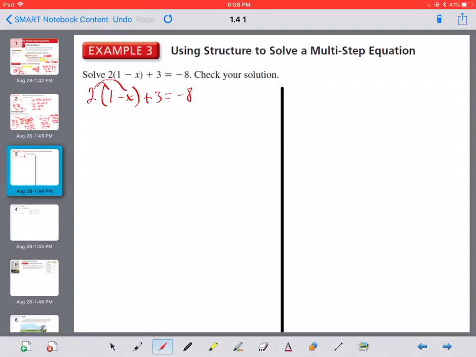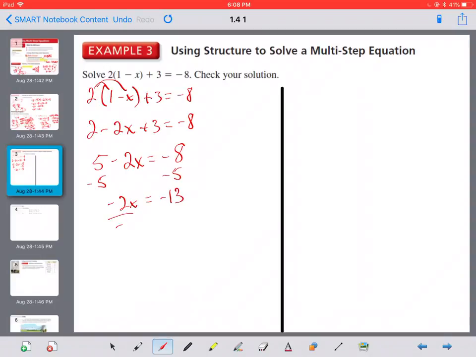And we can solve it by simplifying the left side first. So doing this distribution, 2 times 1 is 2, 2 times x is 2x, and then the plus 3 at the back, minus 8. Then we've got the 2 plus the 3. They're like terms, makes 5 minus 2x equals negative 8. Then move the 5. Negative 2x equals negative 13. Divide by negative 2. x equals negative and negative makes positive 13 over 2. Or 2 goes into 13 6 times with 1 over 2 left.